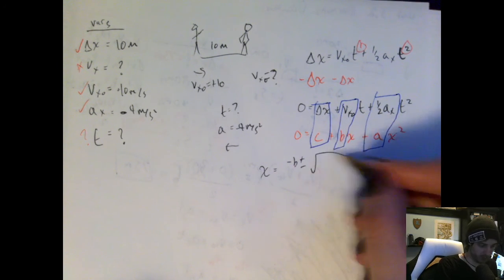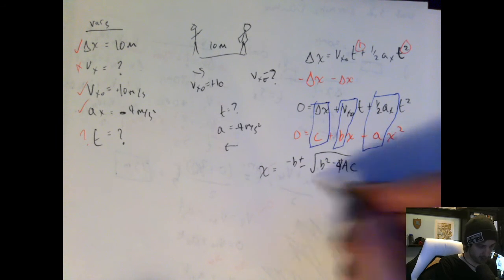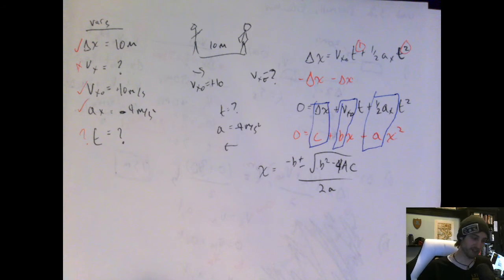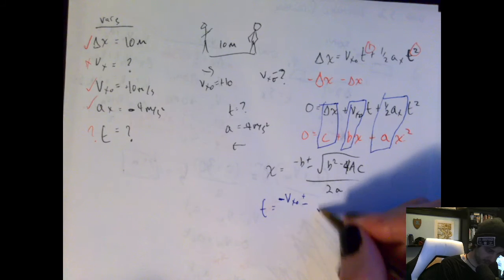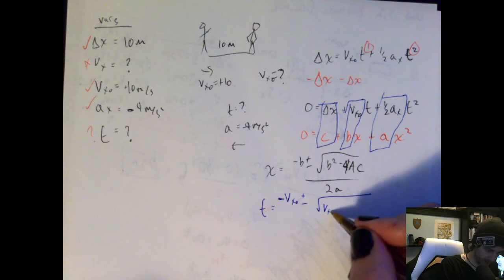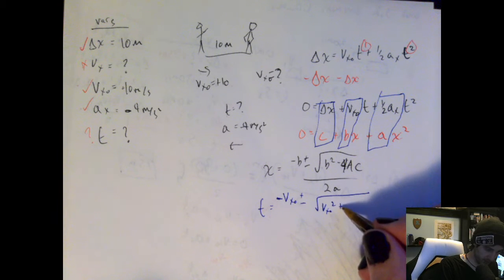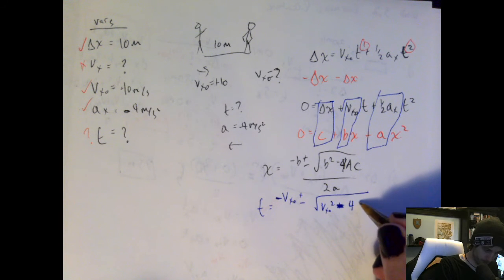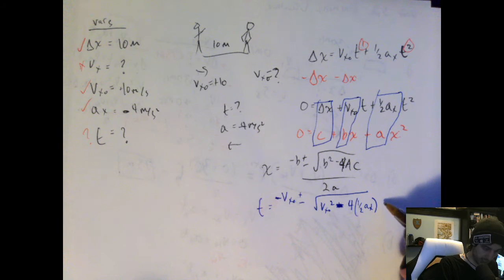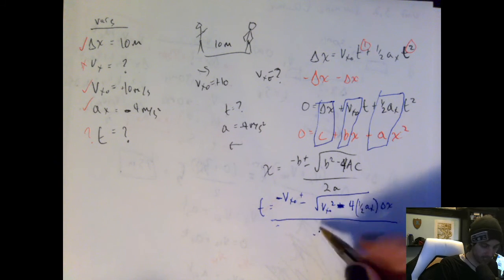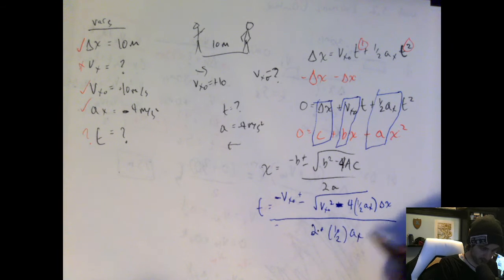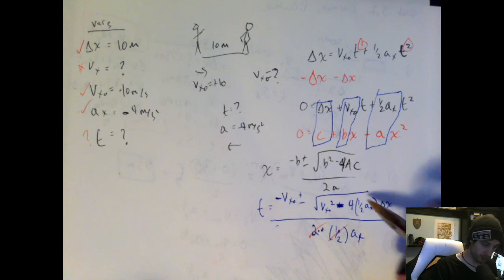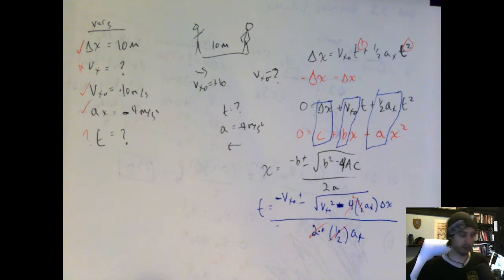equals opposite b plus or minus square root b squared minus 4ac all over 2a. And then we're just going to have to fill in our stuff. So x is t. B is Vx naught plus or minus square root of b squared, Vx naught squared, minus 4 times a, which is 1/2 times ax, c, which is delta x, divided by 2 times a. 2 times 1/2 times our acceleration. These 2's cancel. This 2 and this 4 become a 2. And then I just have to plug in my numbers.